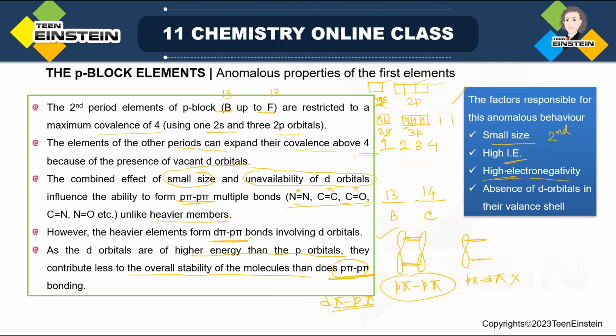Basically, it will be highest, not just high. And absence of d orbitals in their valence shell. So in the second period, there is no d orbital.